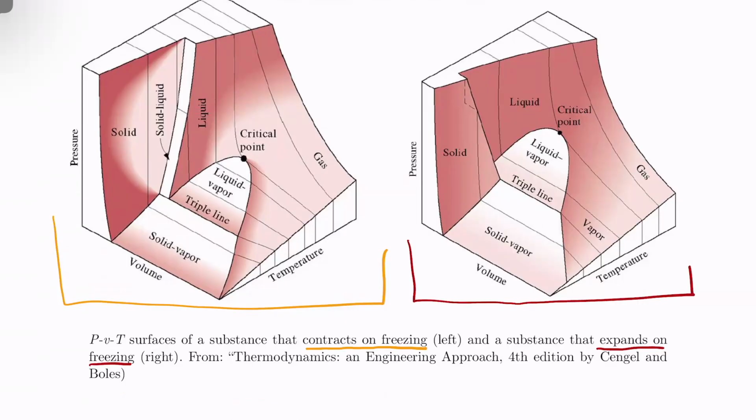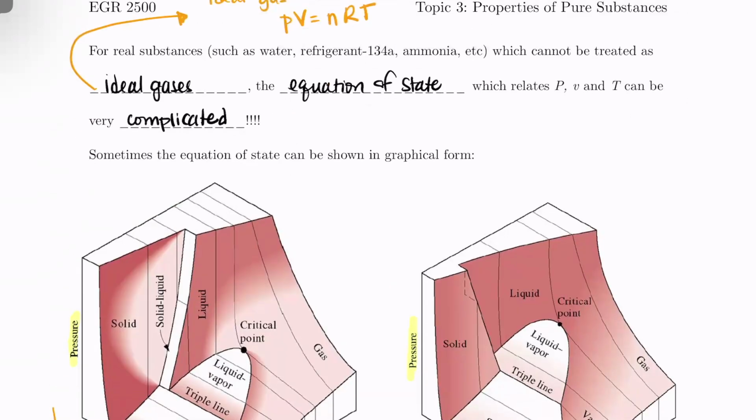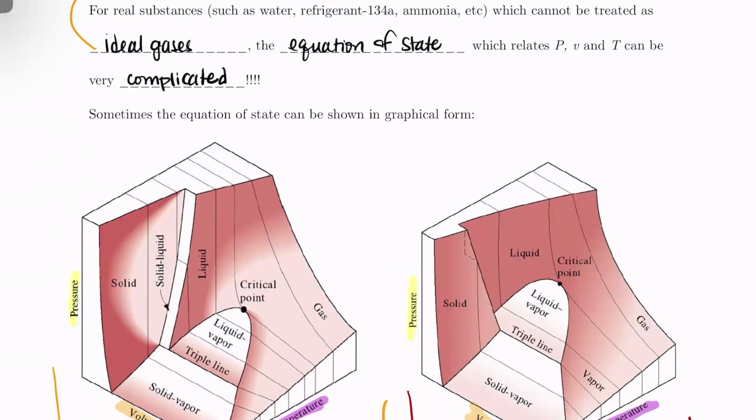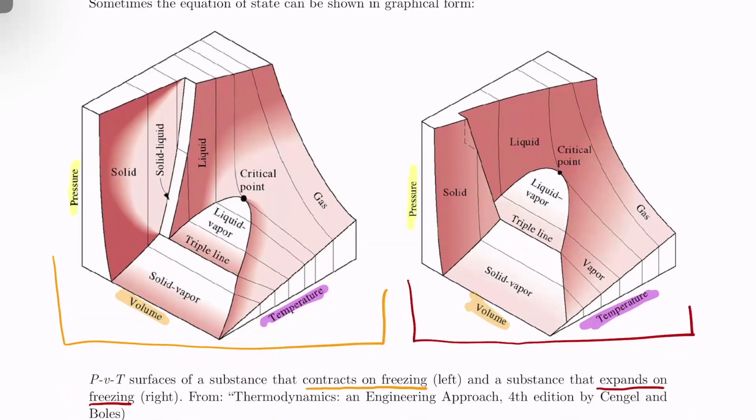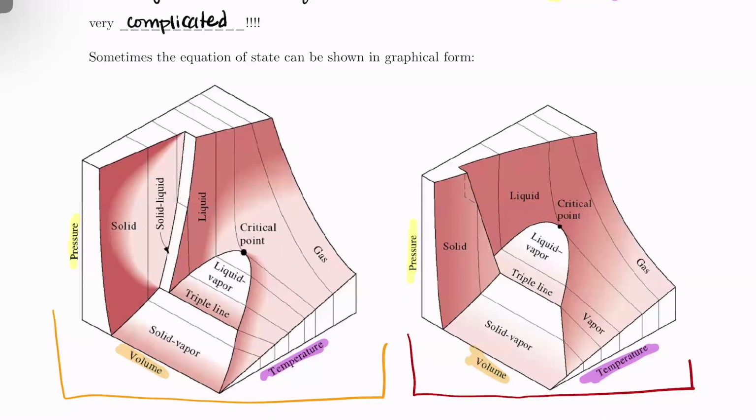Okay, so you'll notice on here that we have three axes. So equation of state is always going to relate pressure, volume, and temperature. So we have pressure on our vertical axis, volume on the first horizontal axis, and then temperature on the third. So we have volume, pressure, and temperature. All right, so we end up with a surface relating all of these things.